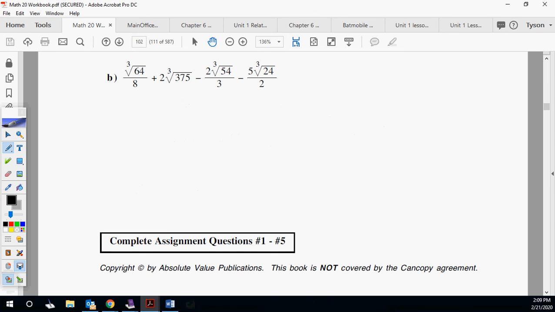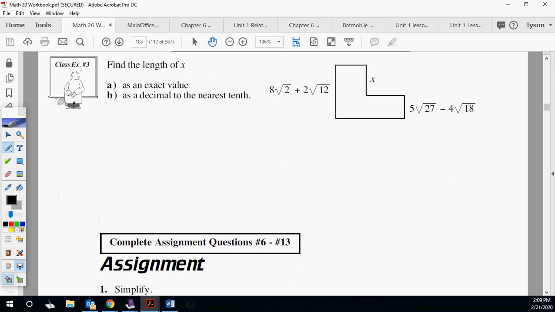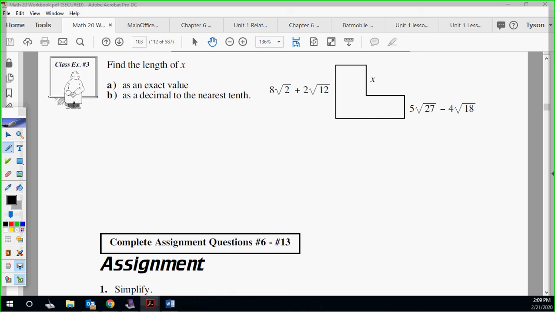All right, last question here. Okay, so now find the length of x. So find the length of x as an exact value and as a decimal. So length of x is essentially, if we know the whole side is this and this side is this, we're going to go this piece minus this piece, right? So it's setting you up with a radical subtraction. Okay, so you're going to go 8 root 2. Let's go ahead and simplify 2 root 12 now, so we don't have to worry about it. 2 root 12 is 4 times 3, so it's going to be plus 4 root 3.